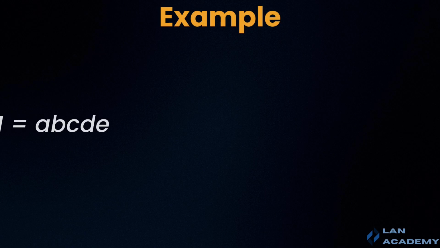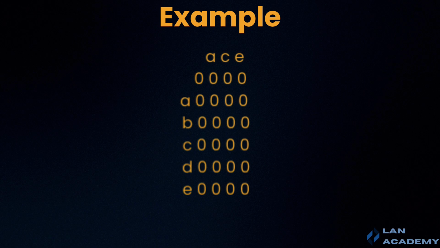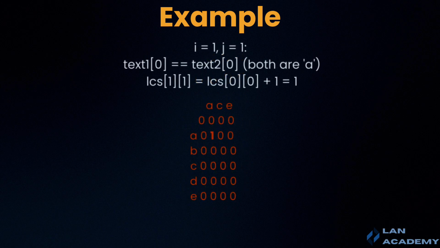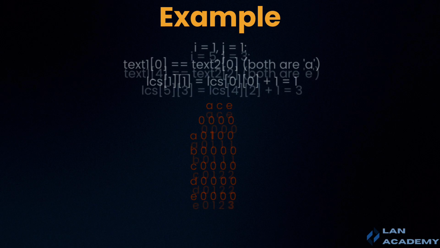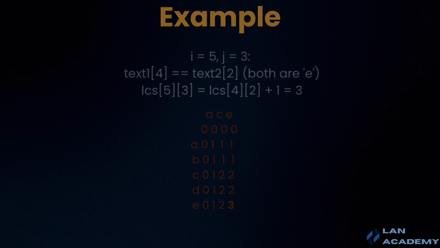For example, if text1 equals ABCDE and text2 equals ACE, the LCS table will be filled as follows. Initially, the table is filled with zeros. As we iterate through the characters of text1 and text2, we update the table based on matches or mismatches. By the end of the process, the bottom right cell of the table will contain the length of the longest common subsequence, which in this case is 3, corresponding to the subsequence ACE.